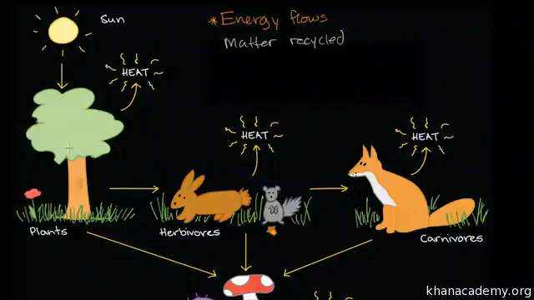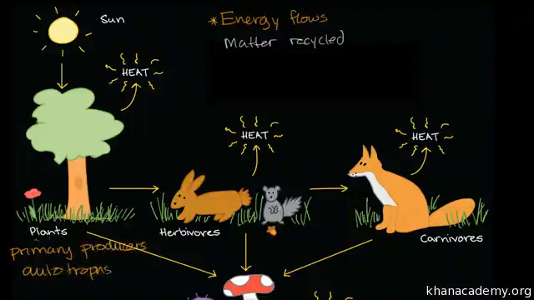Well, it starts with primary producers, which are usually going to be plants. They can also be bacteria that are able to photosynthesize, that are able to take that energy and create biomolecules that store energy from it. And so these are primary producers, these plants in this diagram. Sometimes you'll see them referred to as autotrophs. They are getting their own food from the sun, from this energy.